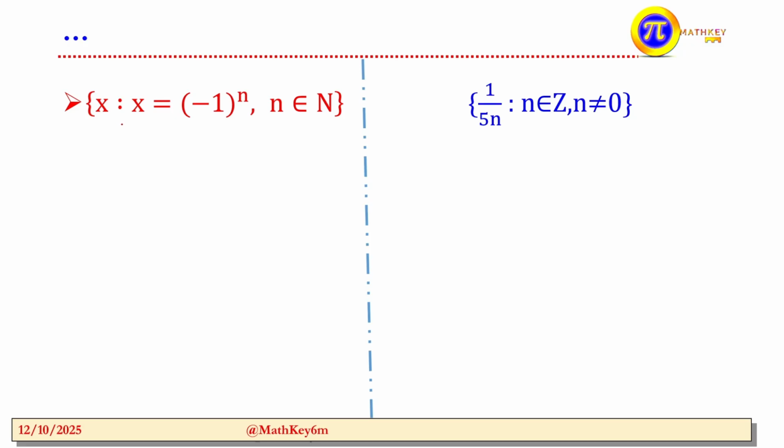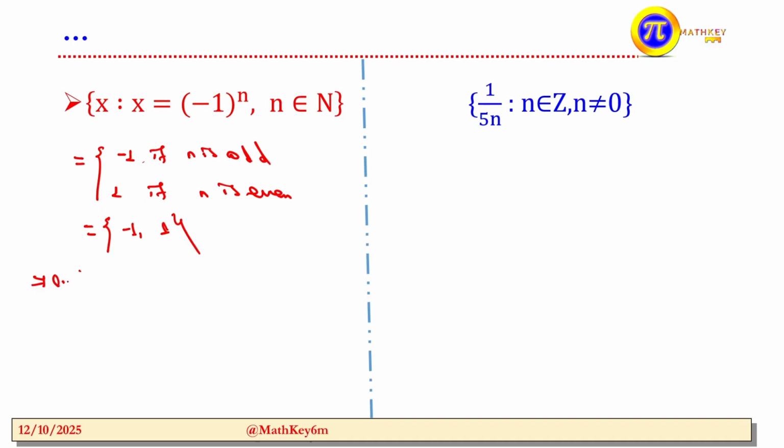It says that x equals negative 1 to the power of n, where n is an element of the natural numbers. What does this equal? Negative 1 if n is odd, and 1 if n is even. The set is equal to negative 1 and 1. From this, which one is the upper one? The upper one is what? The lower one is what? Negative 1. From this, we have the least upper bound, which is equal to 1.